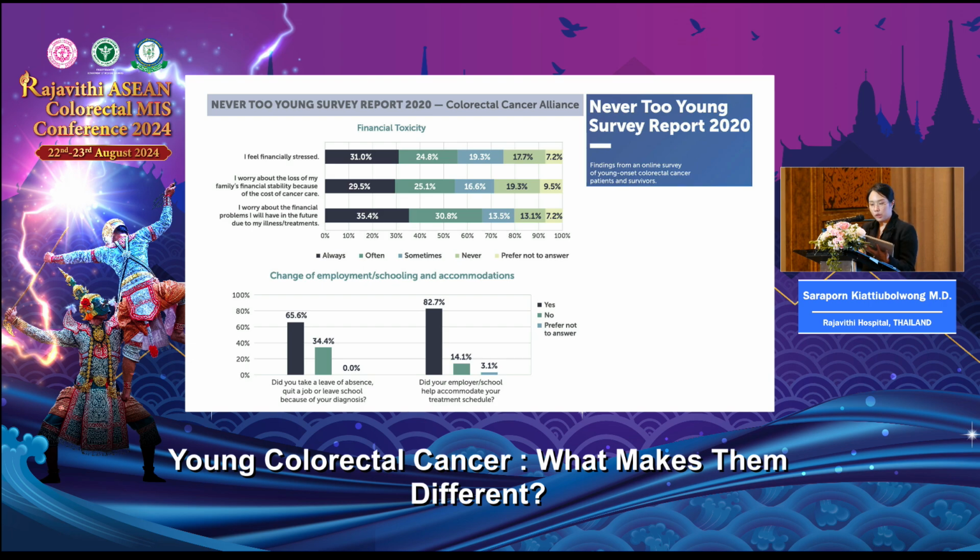So I want to suggest that you look at financial toxicity in the young patient group, because they have financial stress of up to 71%. Someone may feel that insurance already covers it, but they still worry about financial instability in the future. They were employed at the start of the treatment, but after that only half of them can still keep their job or continue school.